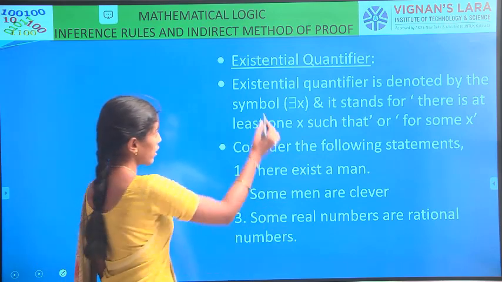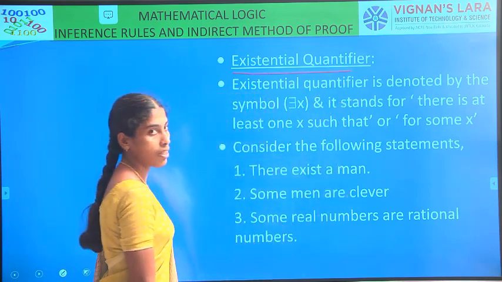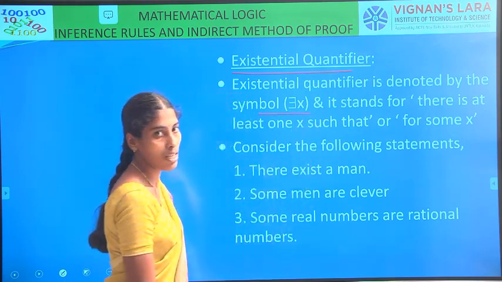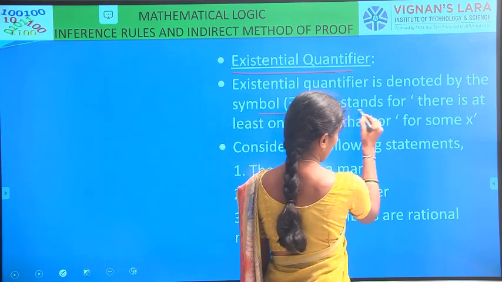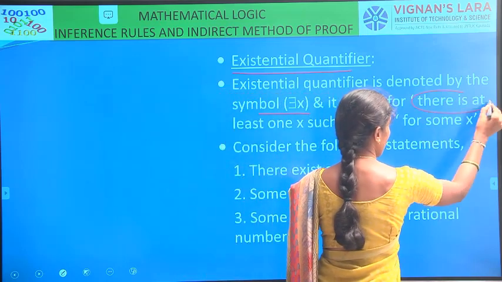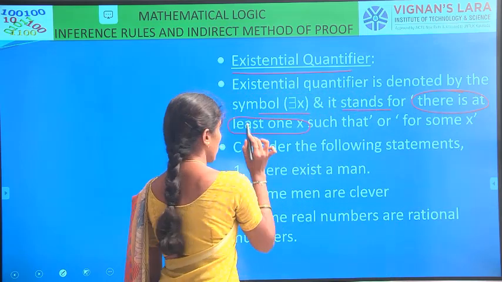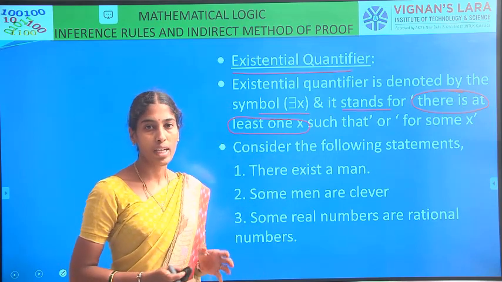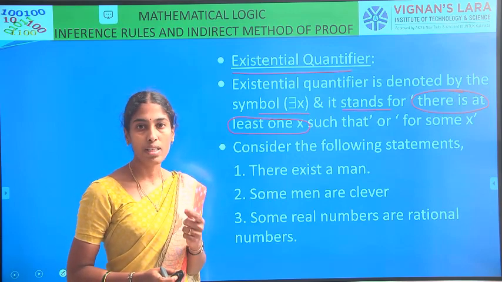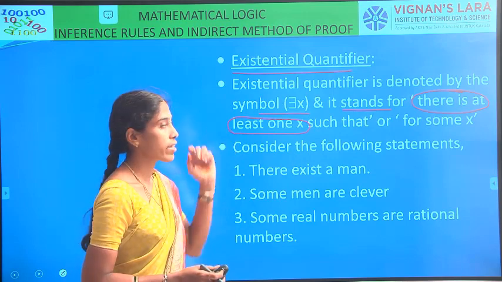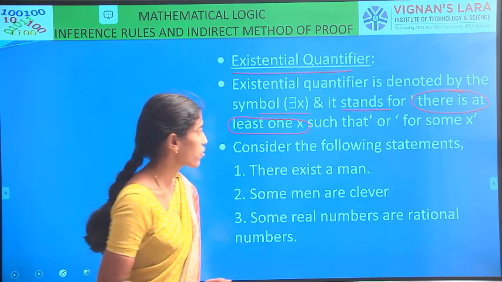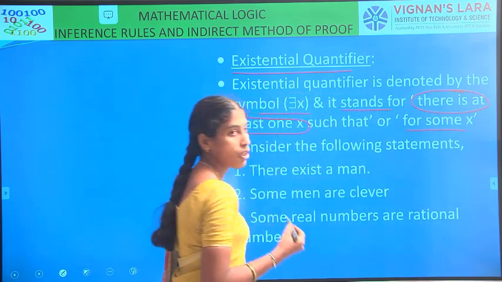Next, second quantifier, which is existential quantifier. Existential quantifier is denoted by the symbol there exists x. That means, if the given sentence has the meaning that there is at least one x, if the given statement is true for at least one variable, or if it is true for one person, or if it is true for one thing, then we use existential quantifier. It means that it is not true for all the cases, right? Or for some x, we use this quantifier.